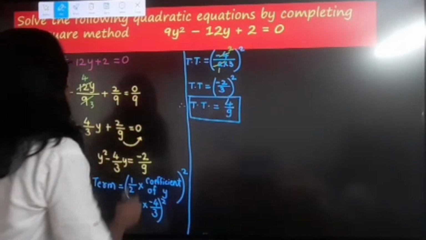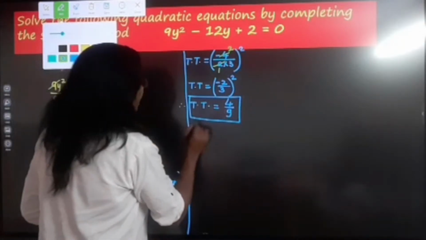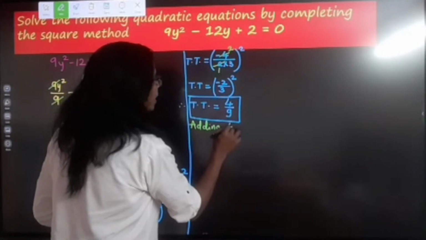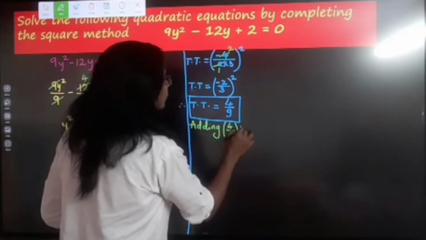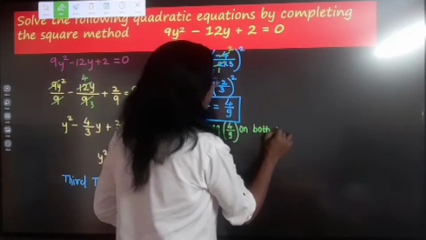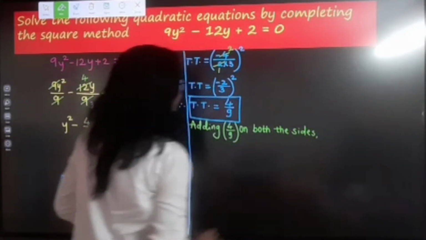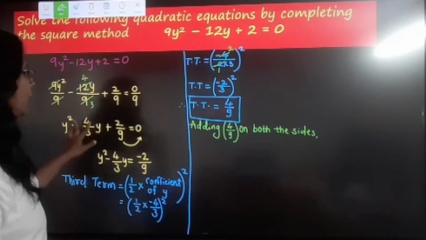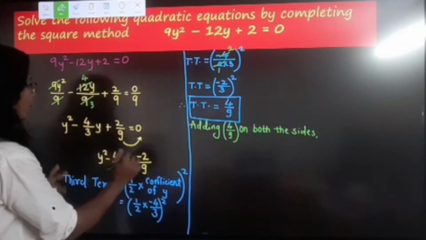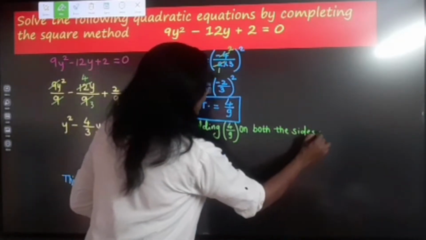Now the next step, students. That next step is adding 4 upon 9 on both the sides. Therefore students, adding 4 upon 9 on both the sides. So here we do not call it an equation, so call it the first equation. Okay, in equation 1.